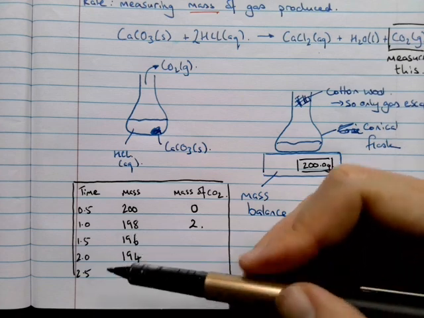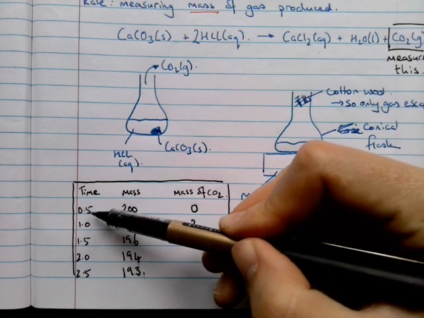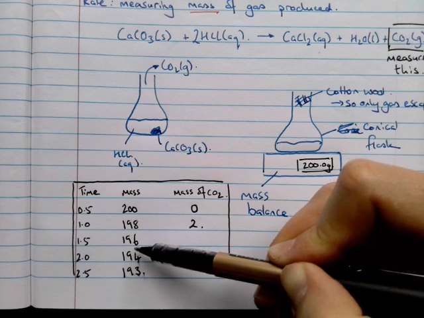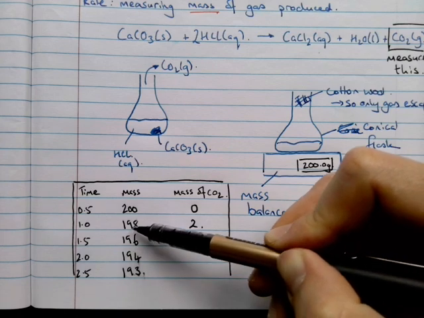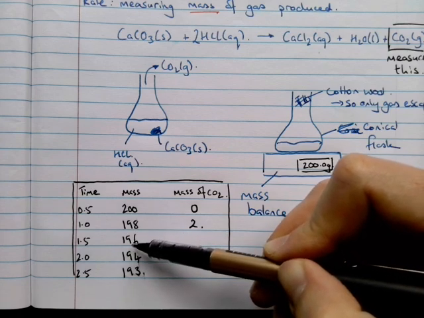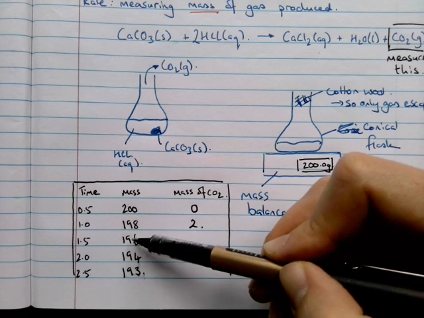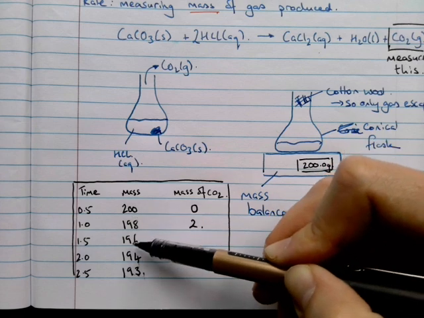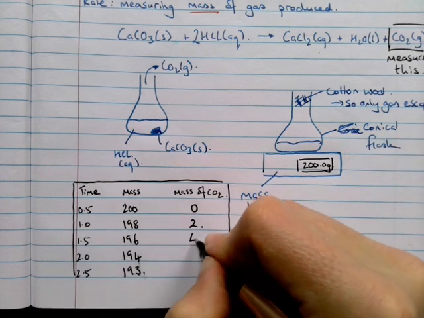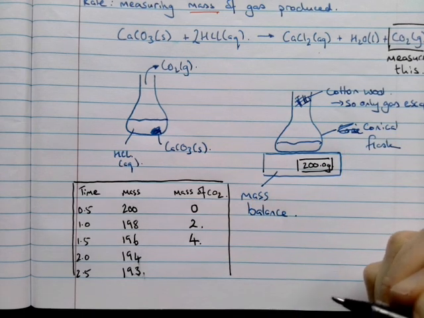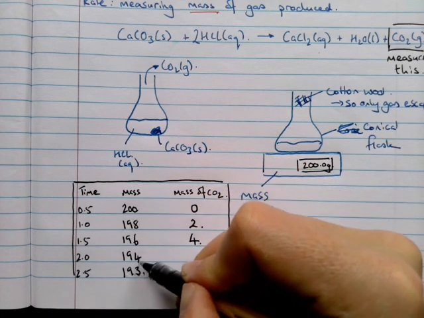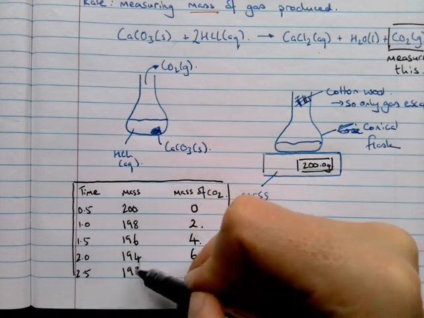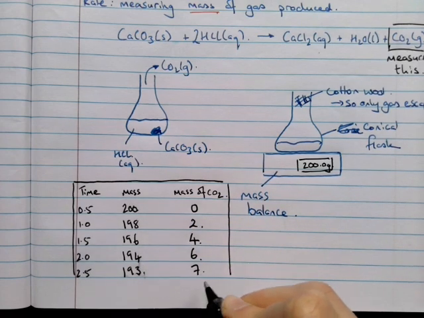And then this is where you need to be careful, because you might think it's 198 to 196, so it's 2 again, but that's only from 1 to 1.5, whereas I want the total amount of carbon dioxide produced. So I need to look back to the very start. I've gone from 200 to 196, so I've made 4 grams. 200 to 194, I've made 6 grams. 200 to 193, I've made 7 grams.